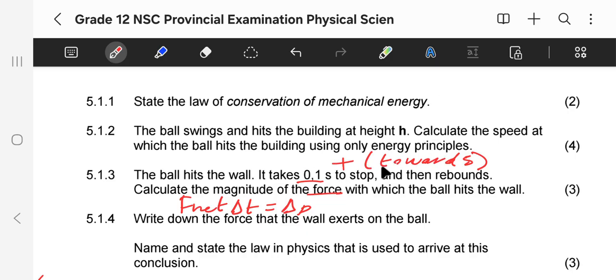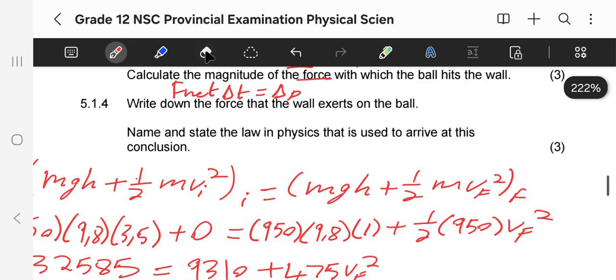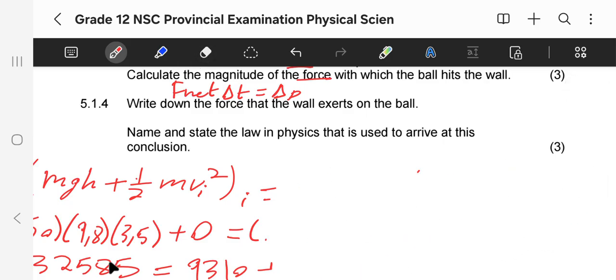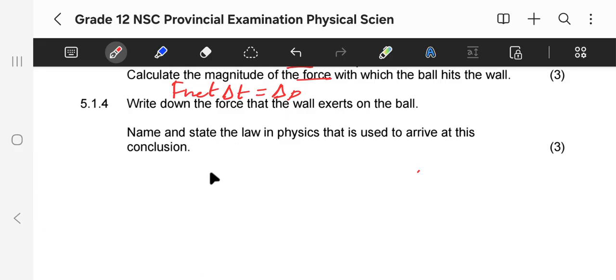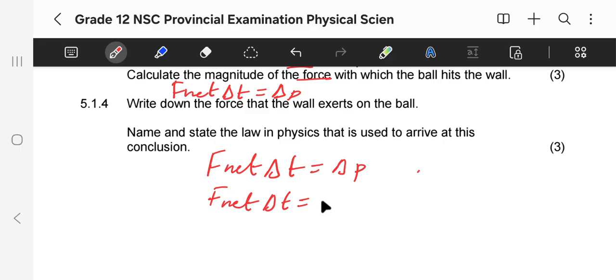So the direction towards the wall is going to be positive. And now when we expand on this formula, we are now substituting. So now we are going to substitute into that formula. It's F net delta t is equal to change in p. I'm going to expand here first. F net delta t is equal to m in brackets v. What are we going to have here?